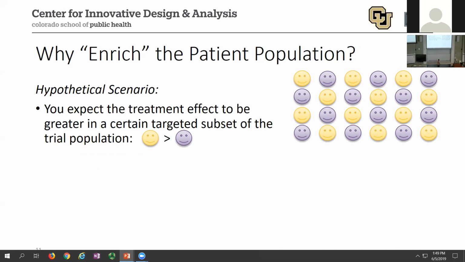And so in one approach, we might do what we see here, where we say, we think this might be the case, but we're not really sure. So we're going to enroll everyone in the population to our trial, try and do inference on that, and maybe come up with some conclusions.